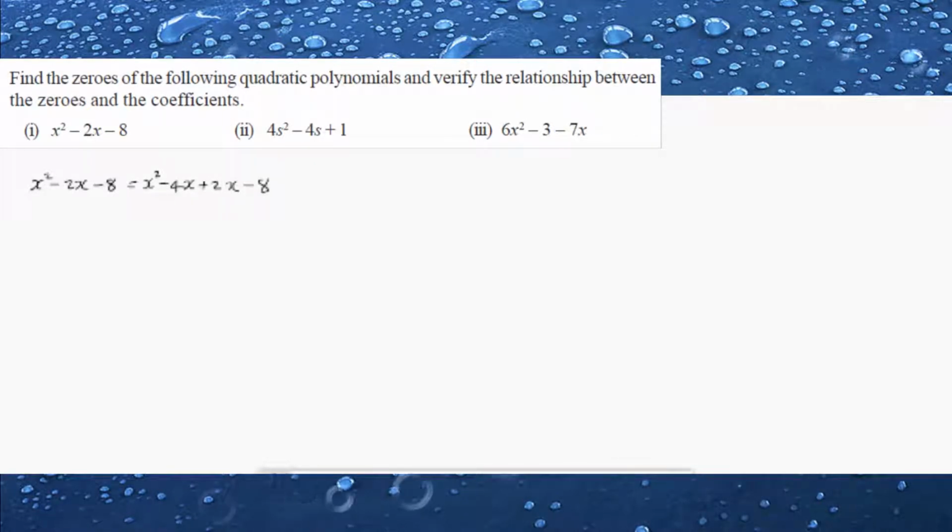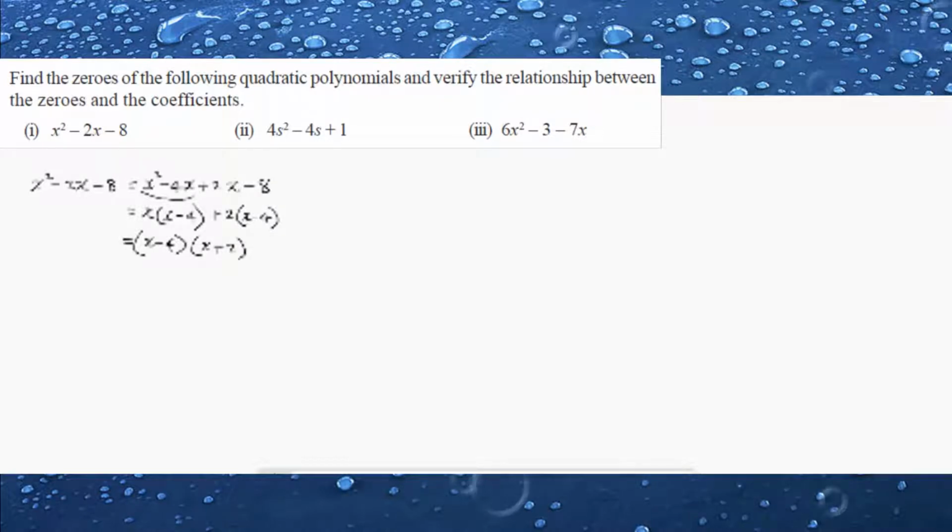And in the next step, we can take something common outside the bracket, right? So what can we take outside the bracket from the first two terms? x. So x into, inside the bracket, what will come? x minus 4. And from 2x minus 8, what can we take outside the bracket? 2. Then what will be inside the bracket? x minus 4. So now what is the next step? Taking x minus 4 common outside the bracket. So what will be inside the bracket? x plus 2.